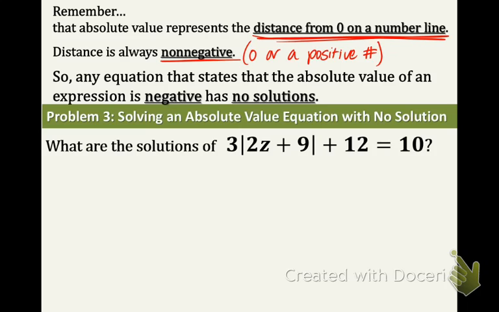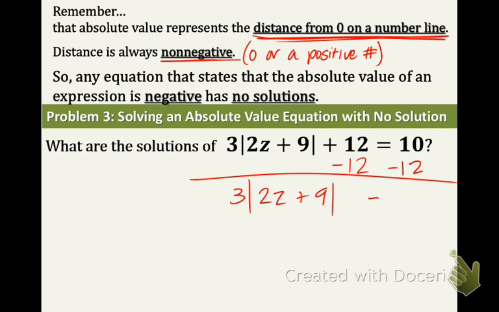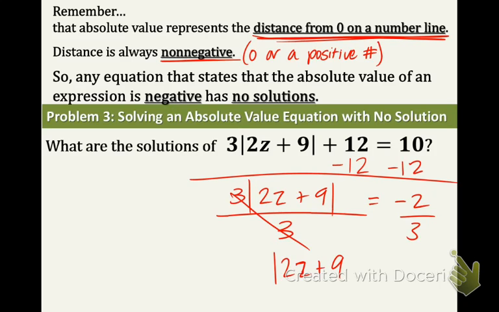So let's take a look at this expression, and we need to get the z by itself. So first of all, let's get rid of the 12. Bring it to the other side. 3, absolute value 2z plus 9 is equal to negative 2. Divide both sides by 3 because we're getting rid of that 3 in front. And now we have absolute value 2z plus 9 equals negative 2/3. The reason why we divided by 3 was because that 3 in front is multiplying the absolute value expression, just in case you were wondering.